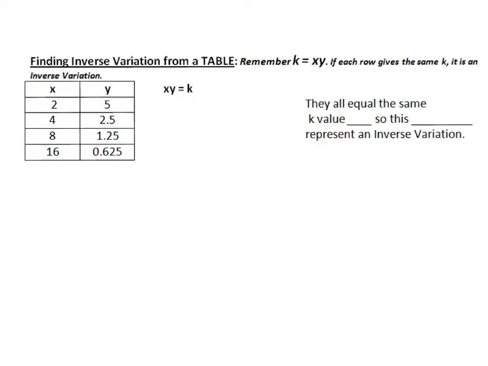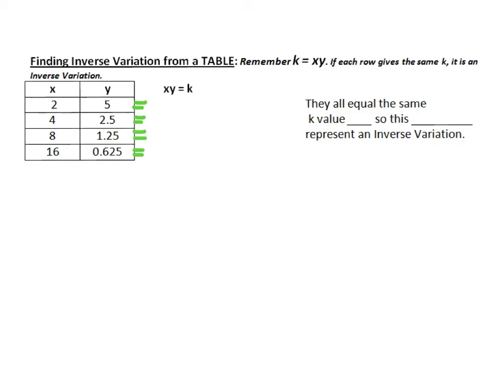Finding inverse variation from a table. Remember what we said, that k is equal to x times y. So if I have a table, we can pretty much figure out what the k value is. If they all have the same k value, then it is inverse variation. So let's see what we get. I'm going to take each x and multiply it with the y, because that's how I can find my k value, because it's x times y.